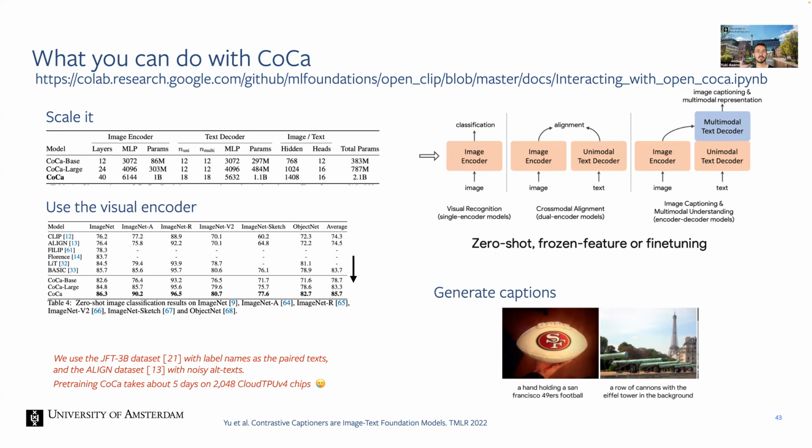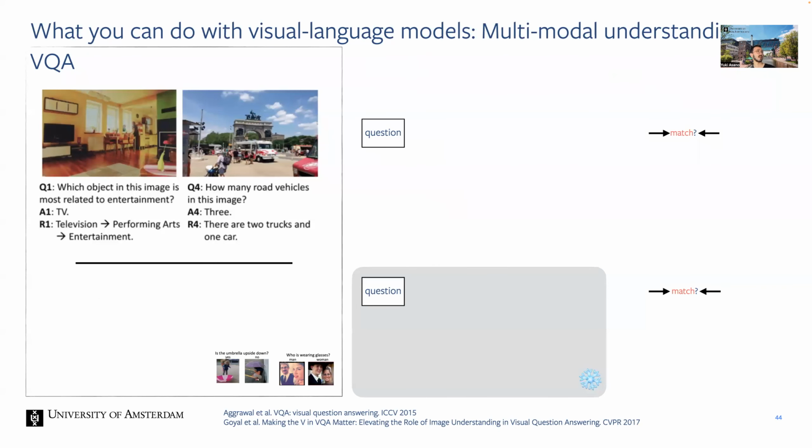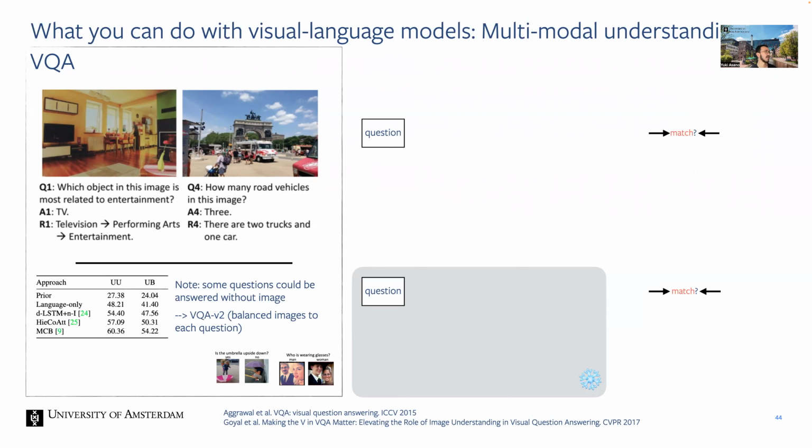Right, what else can you do? You can do, for example, multimodal understanding tasks. So what are multimodal understanding tasks? It's kind of like this hateful memes thing. You need both modalities to be able to answer this, right? The animations are a bit off here, but let's start at the left. So you have these images, and then there's this question, which object in this image is most related to entertainment? And then, okay, you need to look at the image and figure out it's TV.